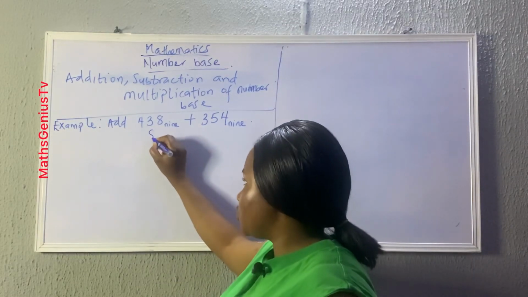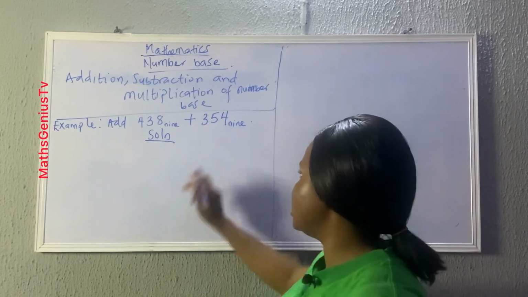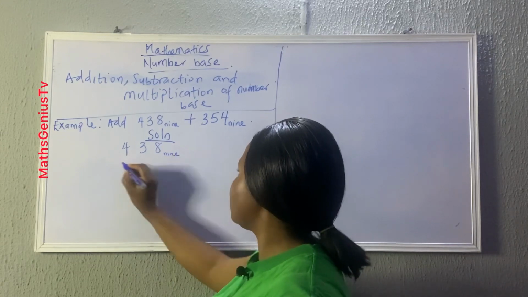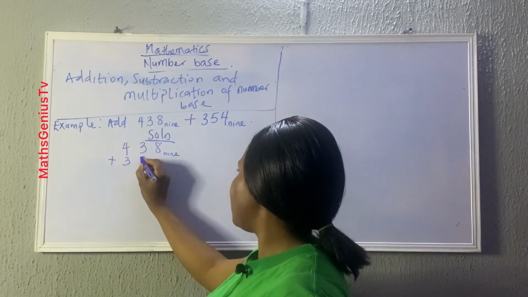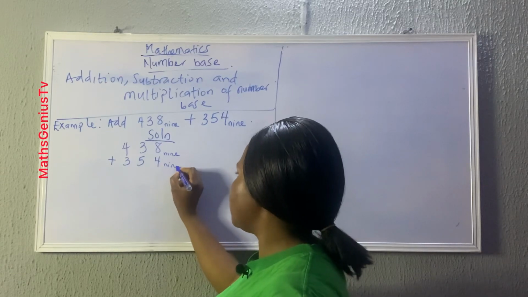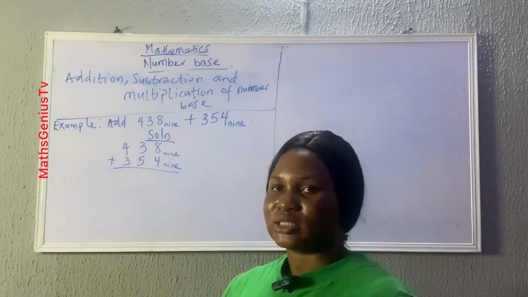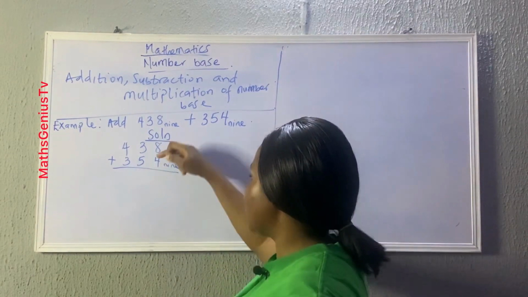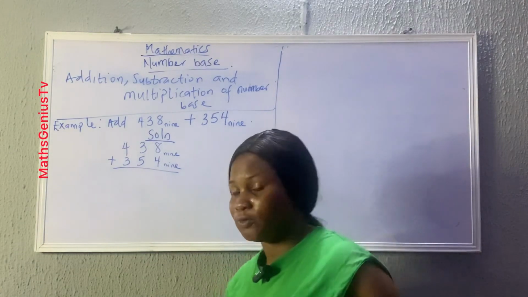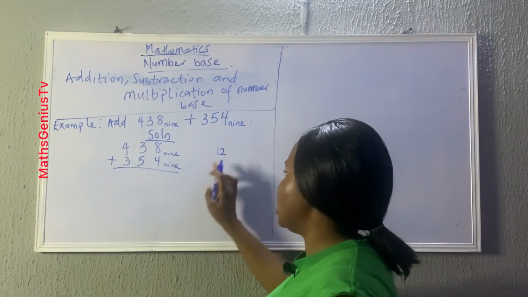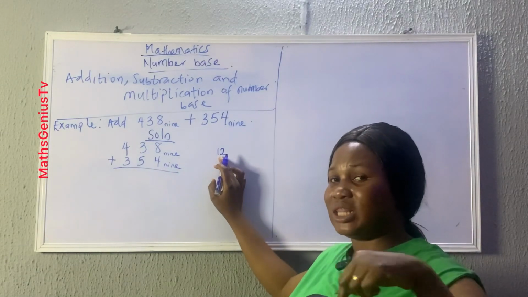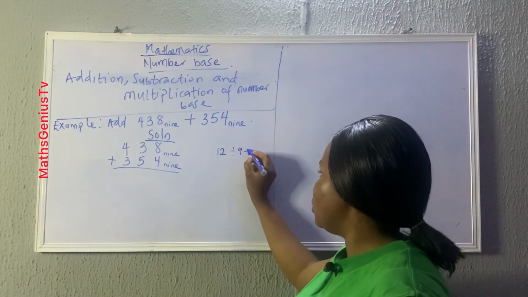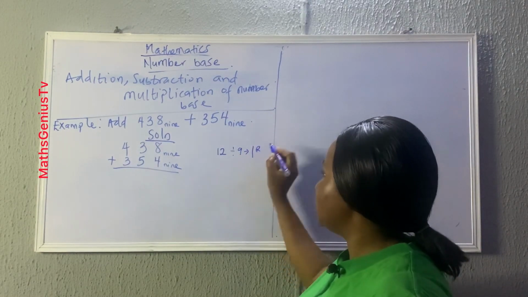But let's do this straightforward solution. Since they are both in base 9, we have 438 in base 9 plus 354 in base 9. Now let's start. Just as we have been doing addition from primary school, the same format. 8 plus 4 will give us 12. And look at 12. This value 12 is more than the required base we are in, which is base 9. So we have to divide it by 9, and that will give us 1, remainder 3.